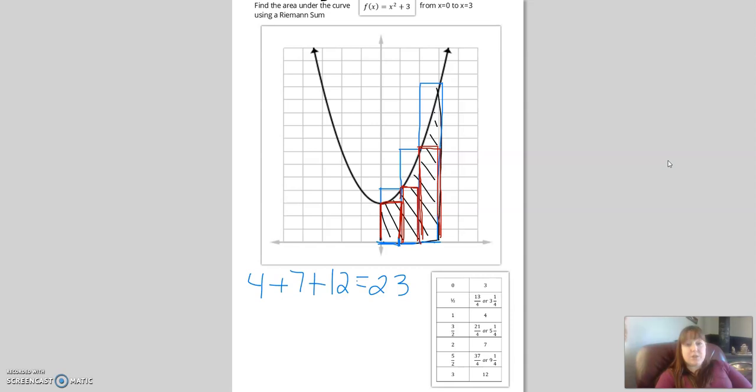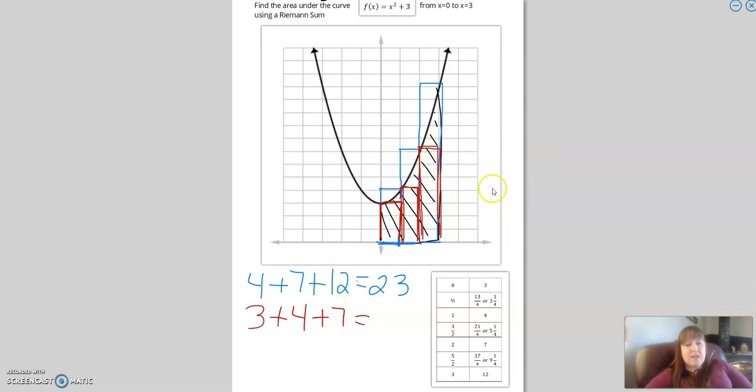So let's take a look. Let's see what the area of each of these rectangles is. Well, the first rectangle has a width of 1 and a height of 3. So the first one has an area of 3. And then the second one has a width of 1 and a height of 4. And the third one has a width of 1 and a height of 7. I know that because I can count, right? I can count up 1, 2, 3, 4, 5, 6, 7.